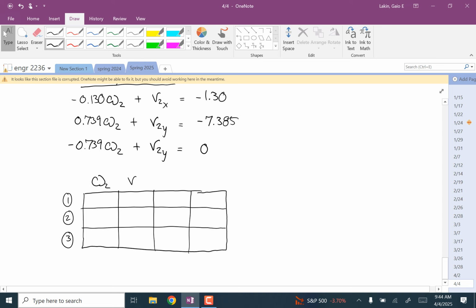Okay, so I'm going to do omega 2, V2x, V2y, and the constant. For equation 1, omega 2's, we have negative 0.13. V2x, we have 1. Constant is negative 1.30. Omega 2's, for the second equation, we have 0.739. V2y's, we have 1. Constant, we have 7.385. Omega 2's, we have negative 0.739. V2y's, we have 1. Constants, we have 0.